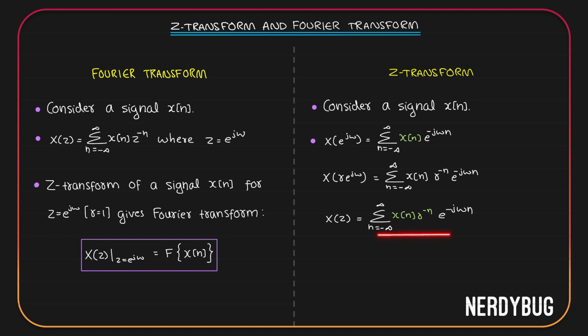Now, when I compare the right hand side of this equation with the right hand side of this equation, the only difference I can see is here I have x of n, here I have x of n r raised to minus n. So, if this is the Fourier transform of x of n, then this should be the Fourier transform of x of n r raised to minus n. So, I can write X of z, or z transform of a sequence x of n, is nothing but Fourier transform of the sequence x of n r raised to minus n. We had learned a very similar result between the Laplace transform and continuous time Fourier transform.